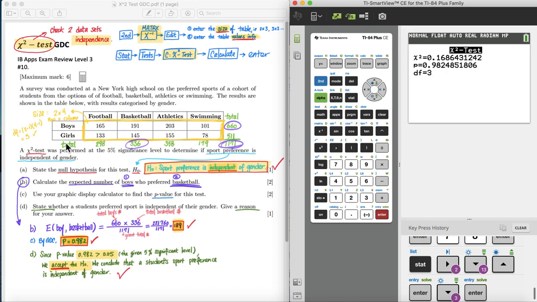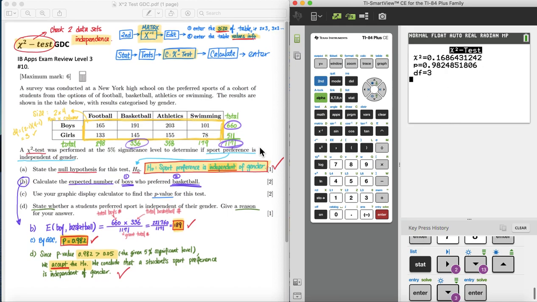Degree of freedom is 3, which is correct. And what will be my p-value? The p-value will be 0.982. Excellent. And this will be my chi-square statistic, the chi-square number 0.169. So this is all the information we need. That will be the GDC operation.